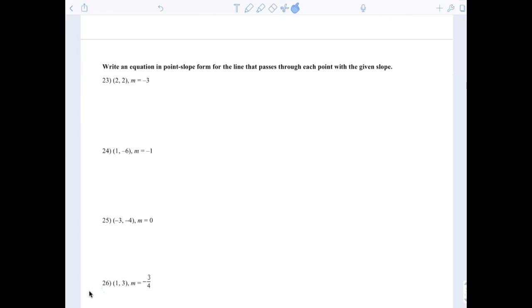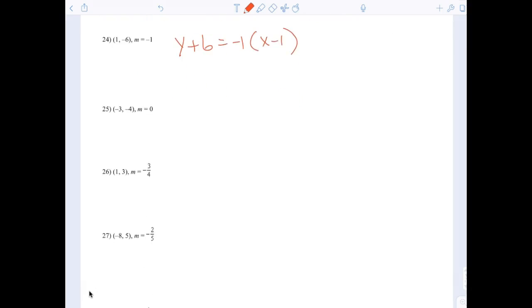Now I need to make sure we're looking at this carefully. We're writing in what again? Point slope form. I think we're quick enough to go through these since we didn't get through as much yesterday. So number 23, y minus 2 equals -3 times x minus 2. Any questions? Number 24, y plus 6 equals -1 times x minus 1. Give yourself checks. If you made a mistake, you star it or highlight it. Say review.